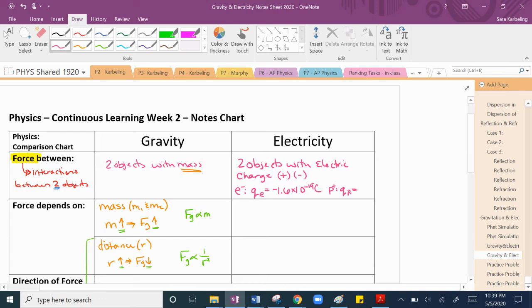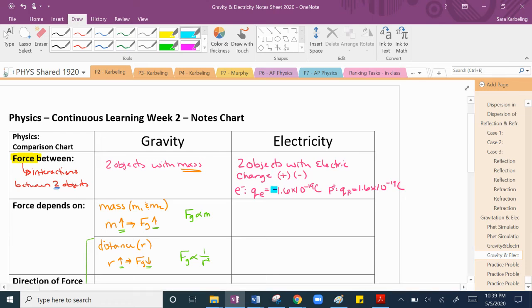We know that an electron and a proton have the same magnitude of charge. One's just positive and the other is negative. So the charge of a proton is 1.6 times 10 to the negative 19th coulombs as well. The reason I point this out is because I don't want you to get confused.